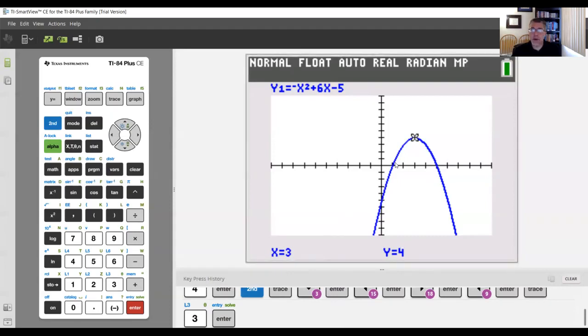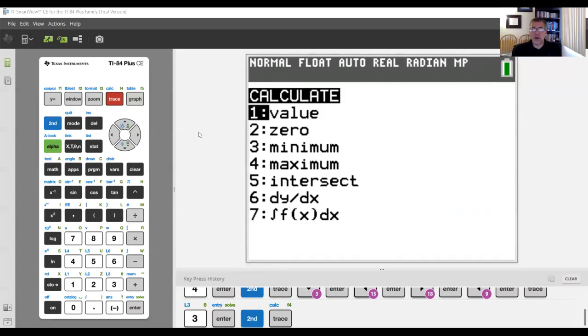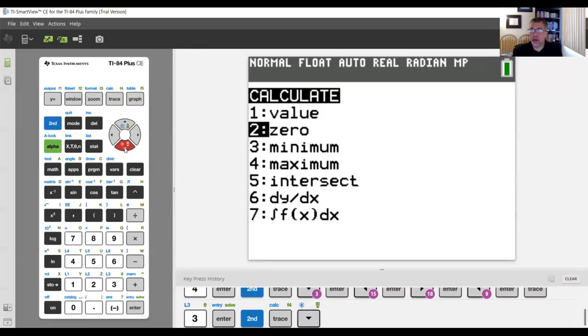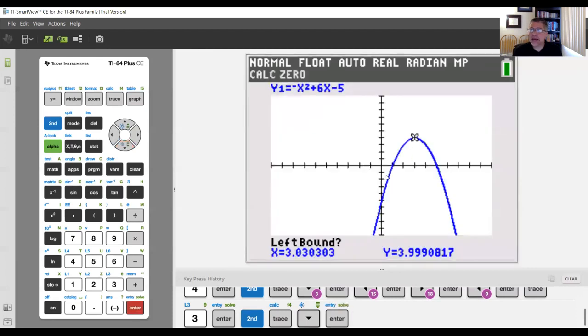Okay. Now, what if I wanted to find the points where the graph crosses the x-axis? Those are called our x-intercepts. So we're going to go to second trace and calculate our zero this time. So second trace, and then I'm going to arrow down to 2 where it says zero, and hit enter, because I want to find the intercept, or the zero.